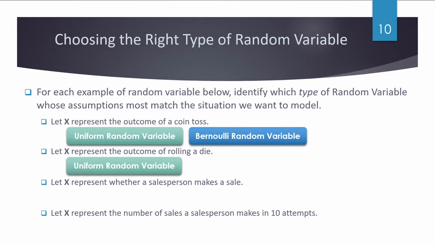Now let's go to another example here. X represents whether or not a salesperson makes a sale. Do we think about this as a uniform, Bernoulli, or binomial?